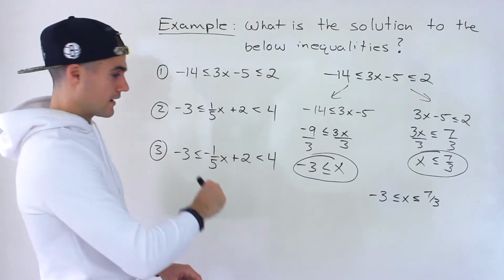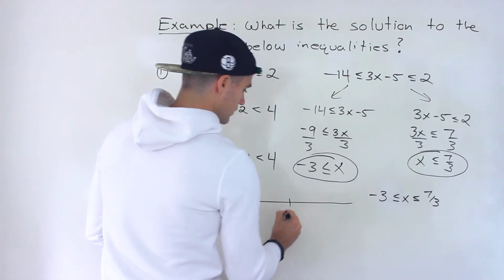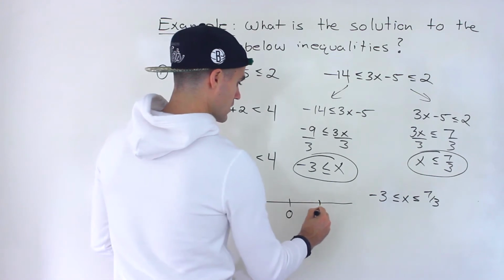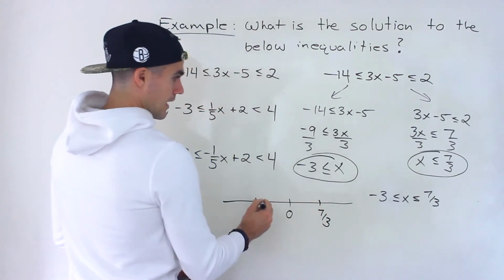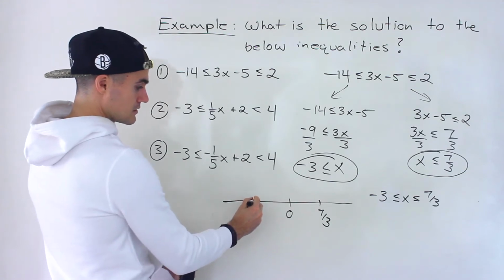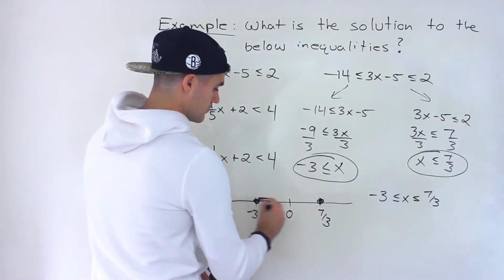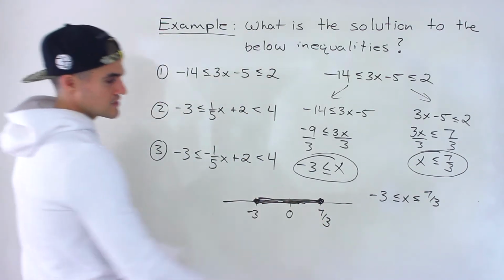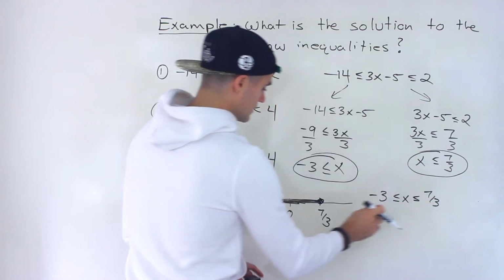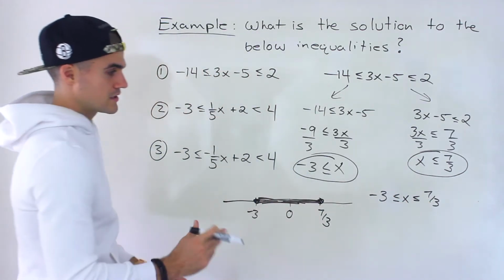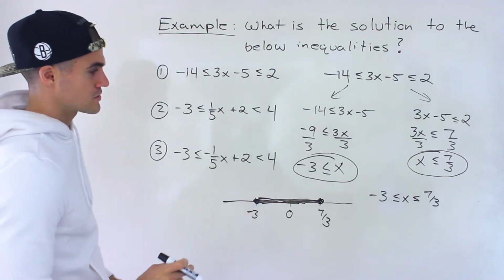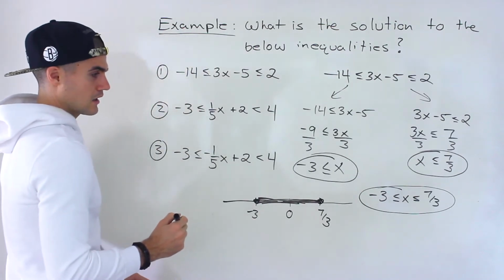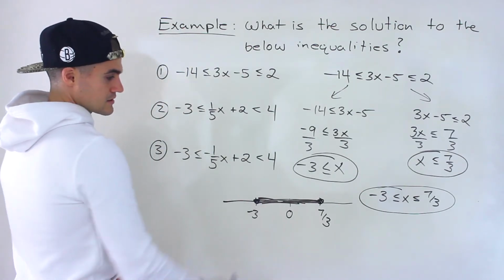If you wanted to represent that on a number line, say we got 0 here, negative 3, 7 over 3, that's like over here. And because it's inclusive of the ends, solid dots, and it basically would be all these x values right there. Right? If this was just greater than, less than, these would be open dots here, but it's inclusive of those ends, so these are closed dots. All right, so this here is the solution. This is graphed on a number line.